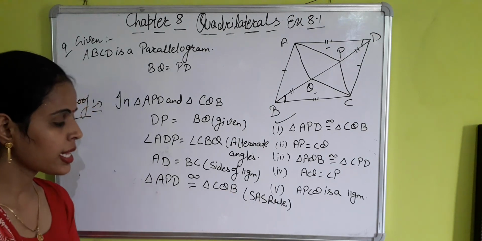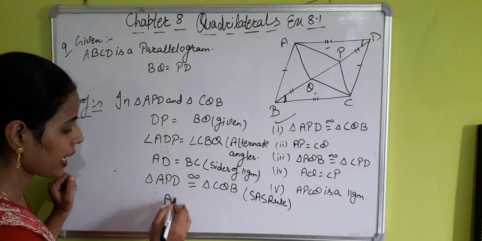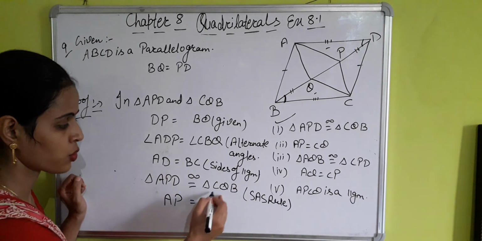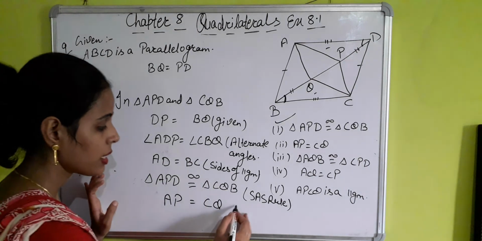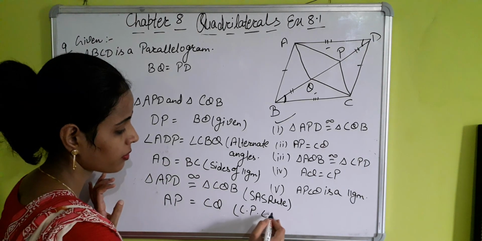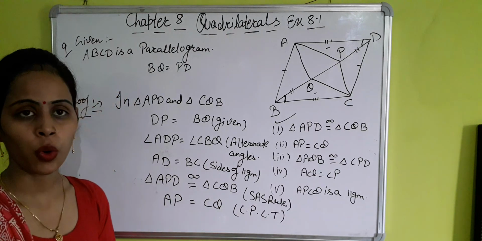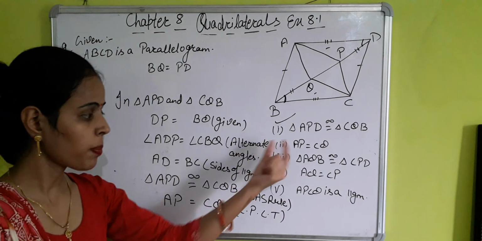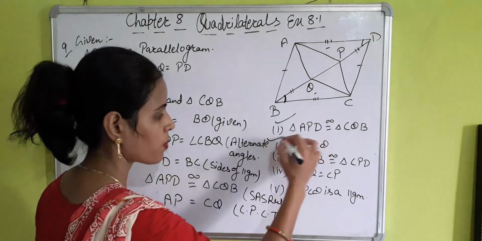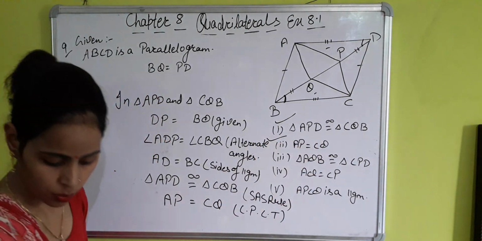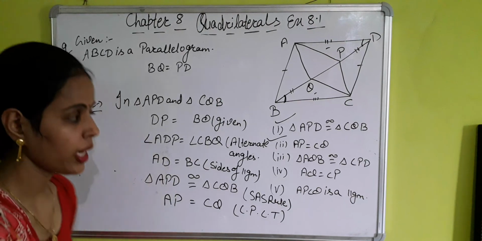If these two triangles are congruent, then we can say that AP side of this triangle equals to CQ side of this triangle CQB. Why? CPCT, corresponding part of congruent triangle. Second part AP equals to CQ is proved with the help of first part. First and second are proved. Now take third part.